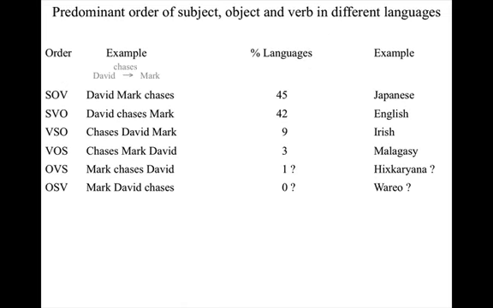And most languages predominantly use the order subject, object, verb. Japanese is one example. Other languages like English predominantly use David chases Mark. And in fact, these types of languages that usually use the subject, verb, object order have the most speakers. So these two types of orders are very much the majority, and the predominant use of some other word orders is almost non-existent.